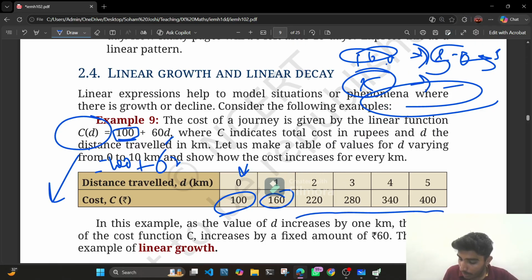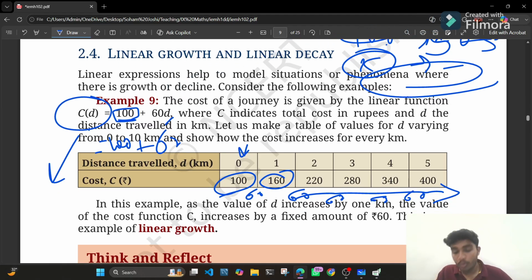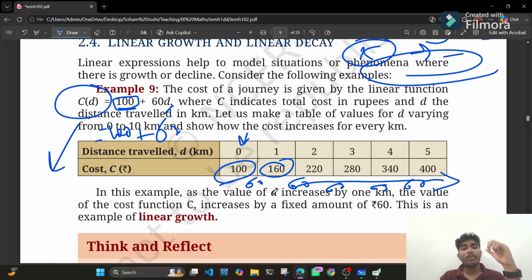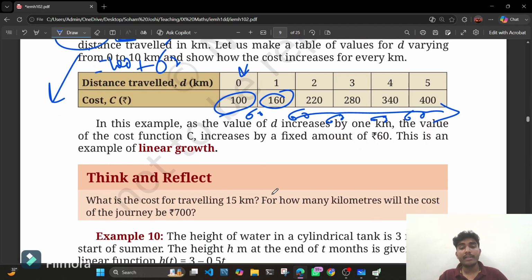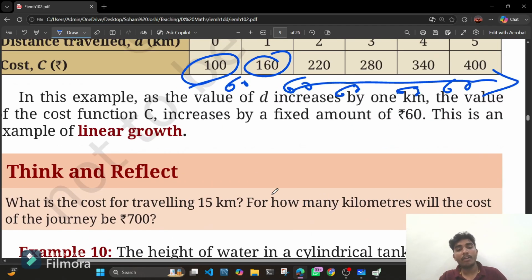This is how it progresses linearly. You may notice that the difference is constant over here. यहाँ पे 60 रुपीज का डिफरेंस था, यहाँ पे भी 60 का था, यहाँ पे भी 60 का था, यहाँ पे भी 60 का डिफरेंस था. So you can see over here. सो जैसे जैसे मैं मेरे किलोमीटर्स बढ़ाते जा रहा हूँ, वैसे वैसे मेरा प्राइस ऑफ ट्रैवलिंग भी बढ़ते जा रहा है. Okay, so this is an example of linear growth.